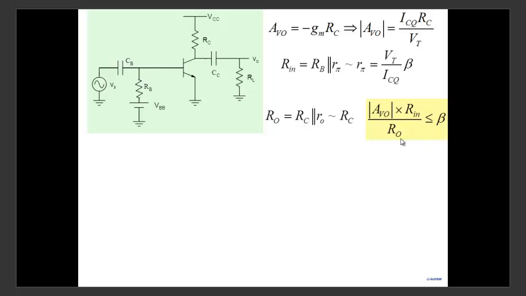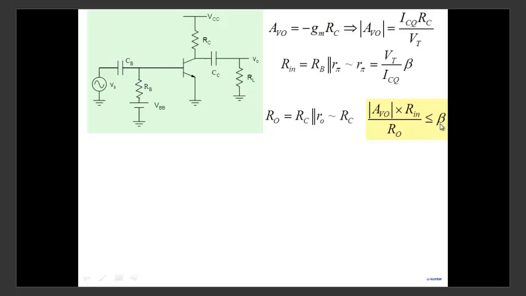Now can you see the importance of beta? What is important for us? High gain. What is also important for us? High input resistance. And what is also important for us? Low R0. But all this is eventually limited by beta.